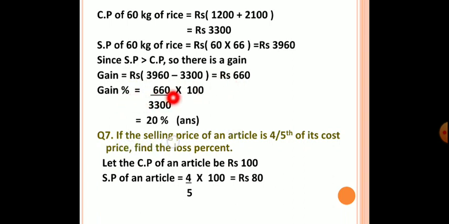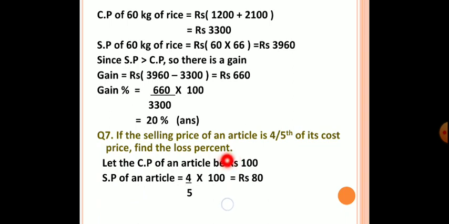Therefore gain percent is equals to gain by CP into 100, that is 660 divided by 3300 into 100, which is equals to 20%. The last question of this part, question number 7. If the selling price of an article is 4/5 of its cost price, find the loss percent.